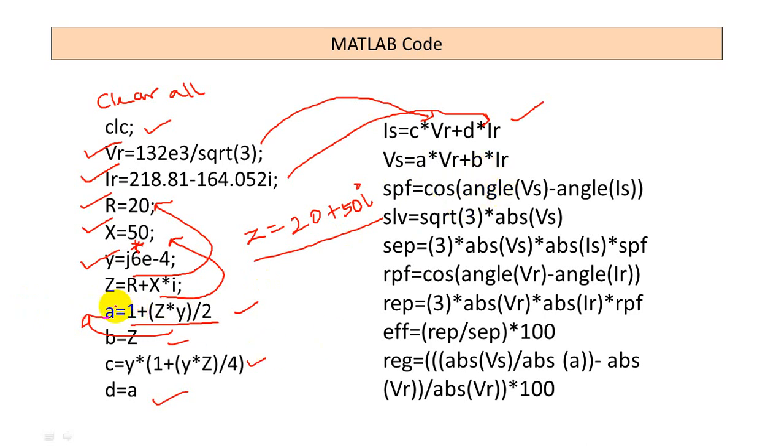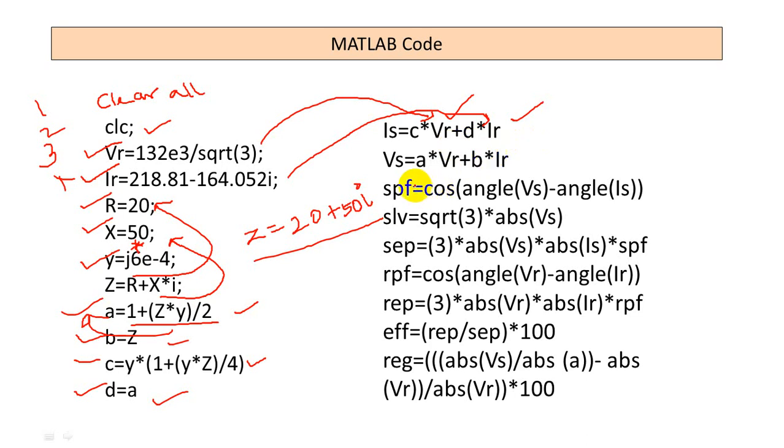If you do not declare A, B, C, D before these two lines, MATLAB will throw an error like A is unknown, B is unknown. So before you execute IS and VS, you have to ensure that VR is declared. Where is it declared? In the third line you have declared VR, and in the fourth line you have declared IR. Where are A, B? Yes, here you have declared A, B, C, D. Before you write the code, you have to check this.